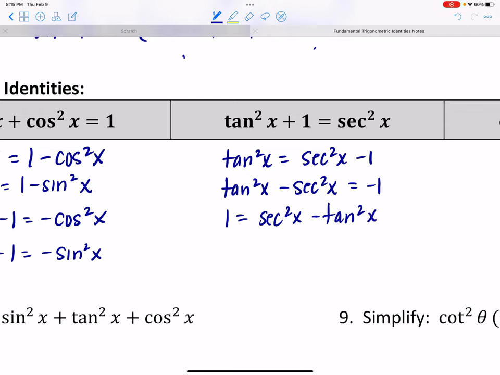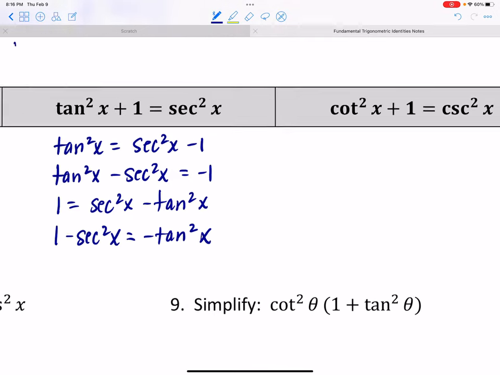I think there are 4 on all of these. What have I not done? Negative. Oh, this version. So I can leave 1 on this side and subtract the secant squared over and subtract the tangent squared over. And I think maybe I got them. Whatever. So you get the idea.